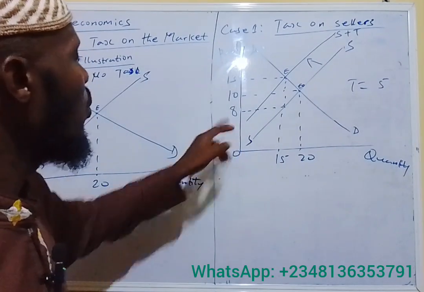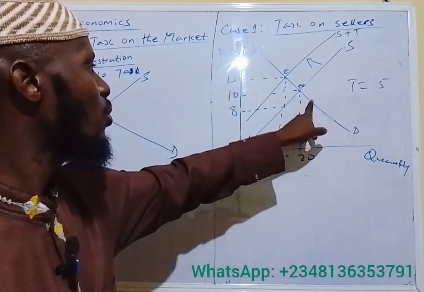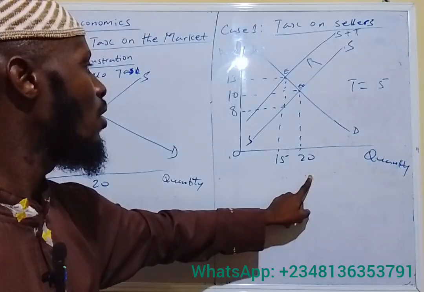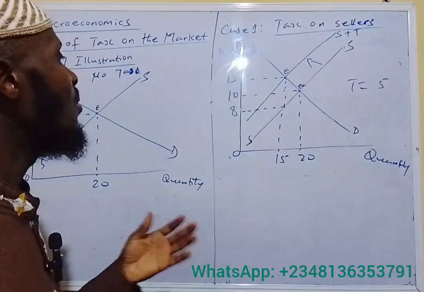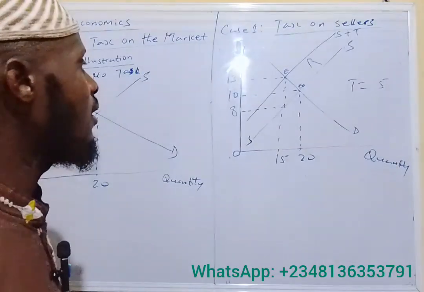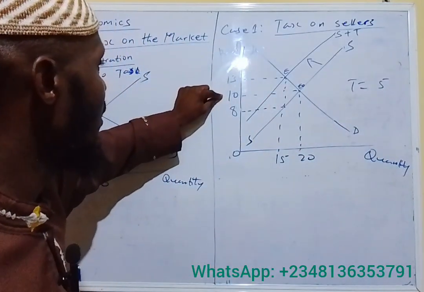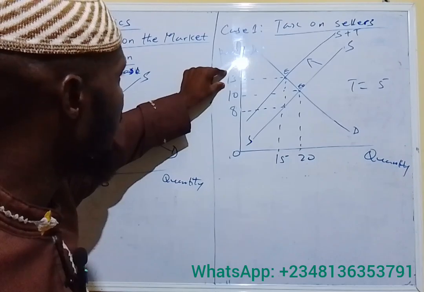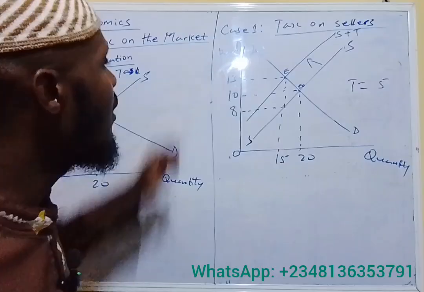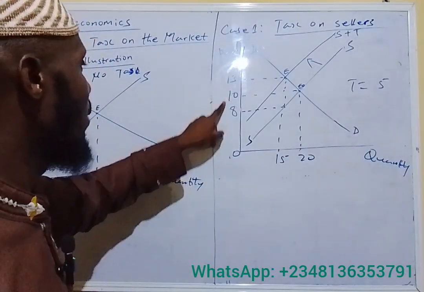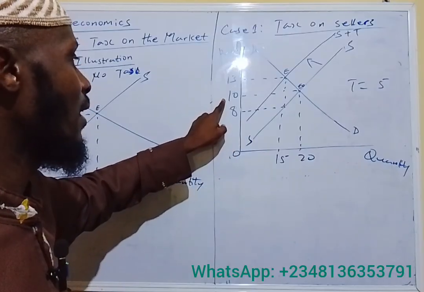You can see that without tax the seller would have received 10 naira, and the quantity sold and bought would have been 20 units. But because of the 5 naira tax imposition, and because of the elasticity of demand that favors the sellers, they have been able to pass 3 naira out of this 5 naira to the buyers. Therefore, the new price the buyers pay in the market is now 13 naira. You can see the gap is 3 naira, and the seller suffers the balance by receiving 8 naira instead of 10 naira.